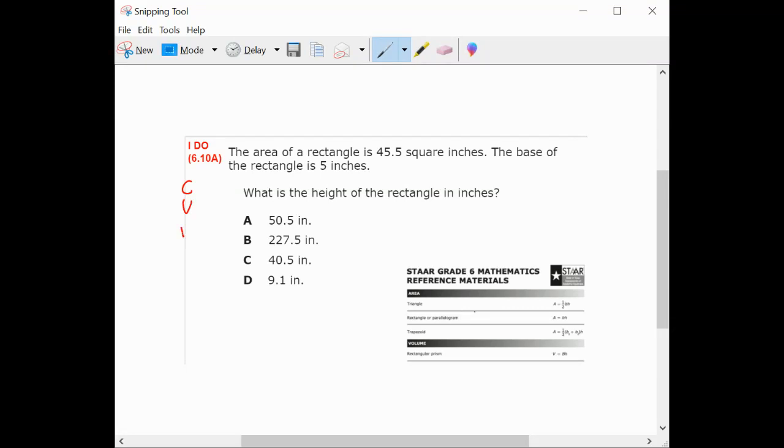All right, y'all, let's go ahead and do this. I do, but use this plug-in trick for our geometry questions as well. Let's begin. The area, I already know that's going to be a big A, of a rectangle. That tells me I might use my formula chart to find the shape. Is, wow, so many keywords, equal to 45.5 square inches.